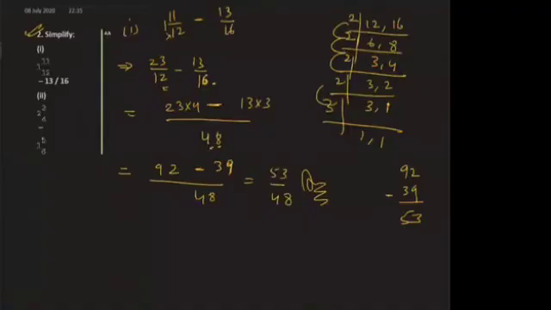You have to do the second part of question number 2. This question says 2 whole 3 upon 4 minus 1 whole 5 upon 6. I'm giving you the time. I'm giving you 5.